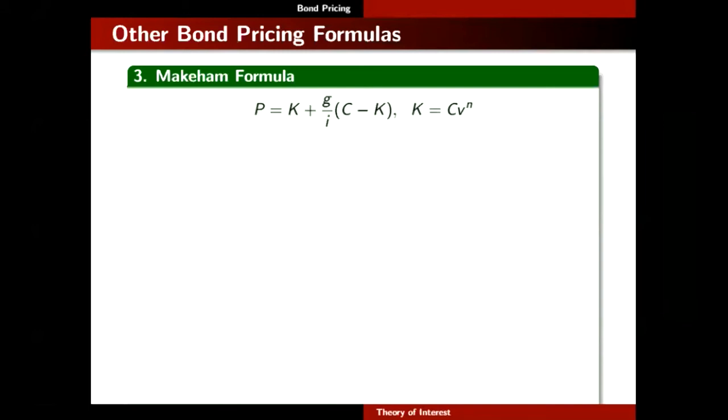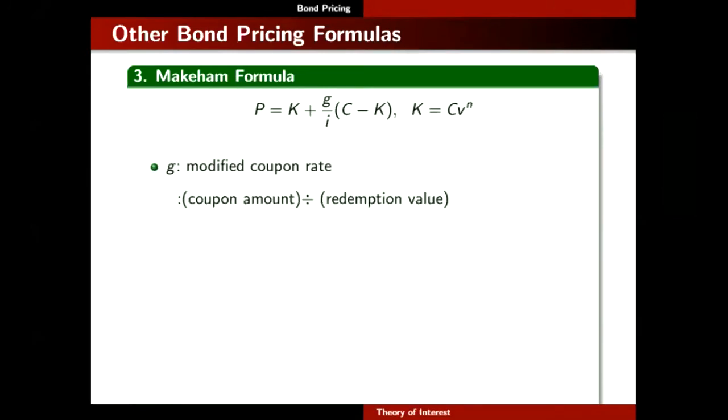So, ano yung bago dito? Here. Ano kaya yung small letter G na yan? So, G is the modified coupon rate. And G is defined as the coupon amount divided by the redemption value. So, you have this. So, G is equal to FR divided by C. Right? Okay, so with this, we're going to derive the Makeham formula.